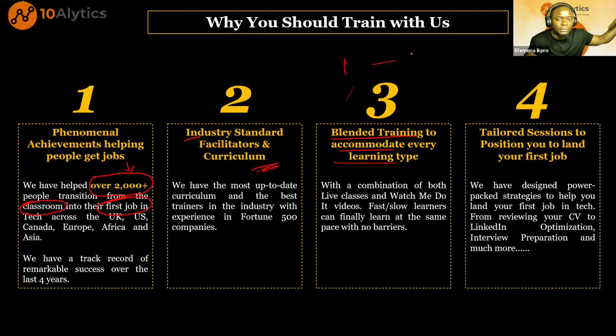Now, how do we put those two people in the same class, the fast learner and the relatively slow learner, to learn at the same pace? That's where we come up with the blended training curriculum to accommodate both fast learners and slow learners. We have a mixture of what we call the live classes and the watch me do it videos. The watch me do it videos are self-paced materials, videos that allow you to practice and do things at your own pace. So you're not in a live class where people are holding you back and saying, oh, you're not supposed to be asking this kind of question.